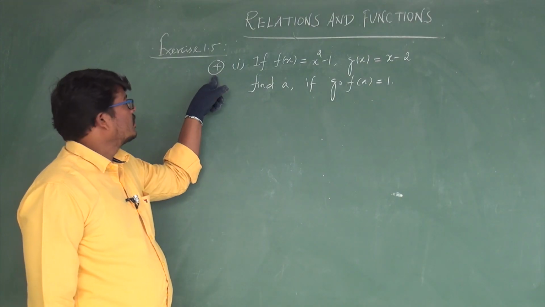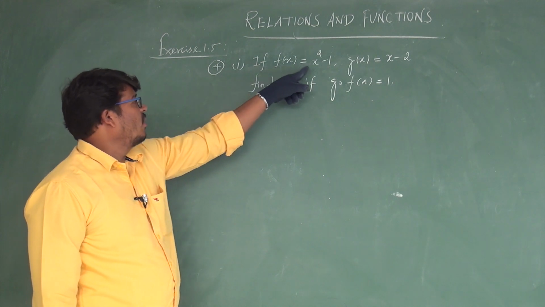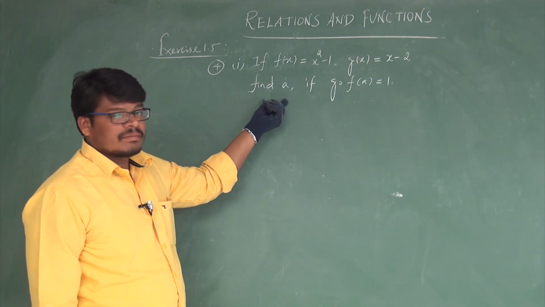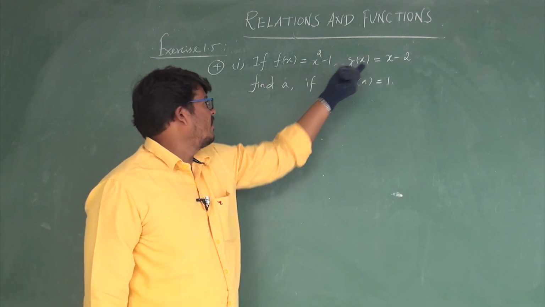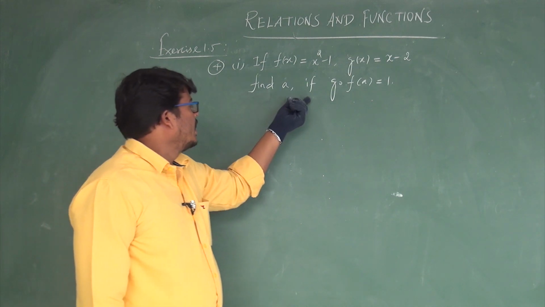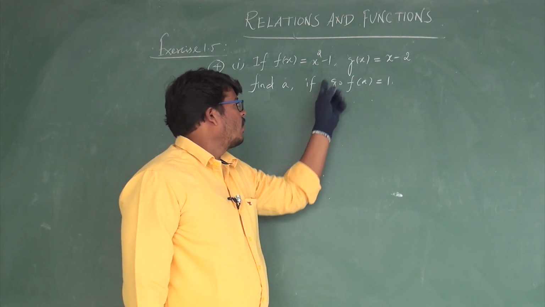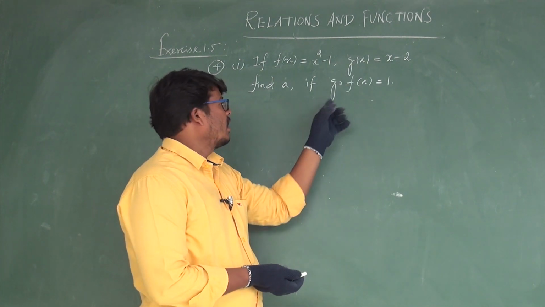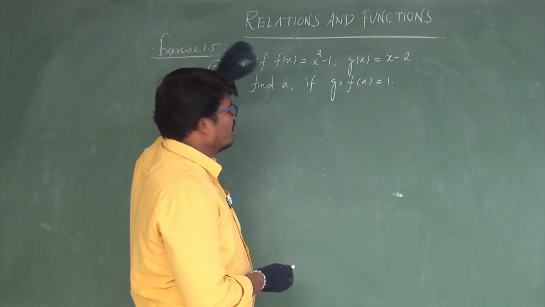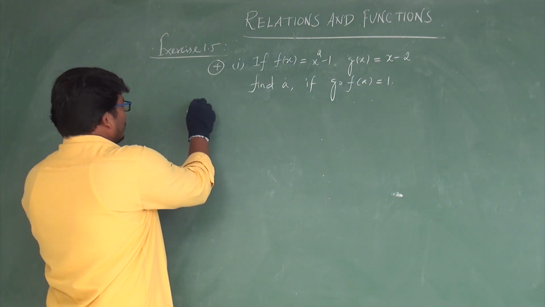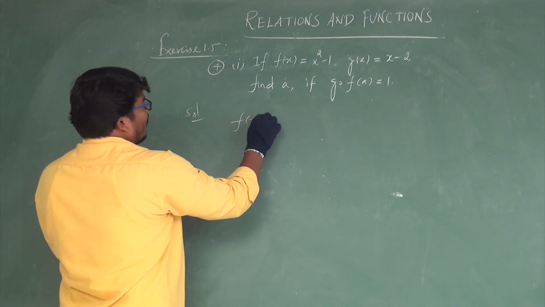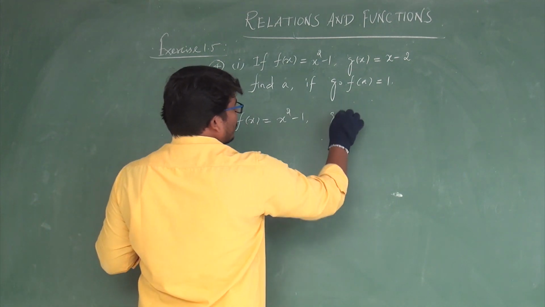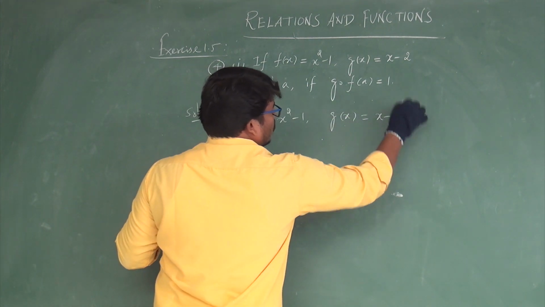Next, the fourth question. If f of x equal to x square minus 1 and g of x equal to x minus 2, find a. Given two functions f of x and g of x, find the value of a if g dot f of a equal to 1. Solution: given f of x equal to x square minus 1 and g of x equal to x minus 2.